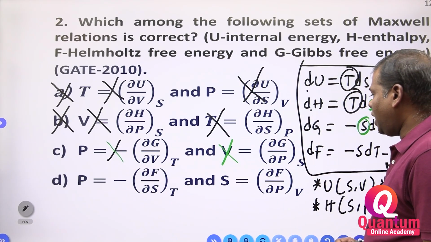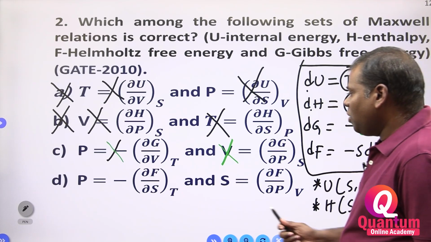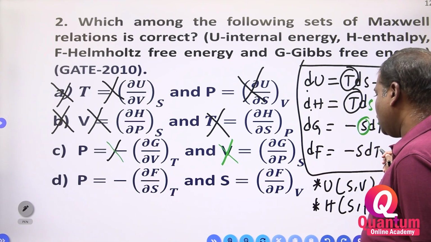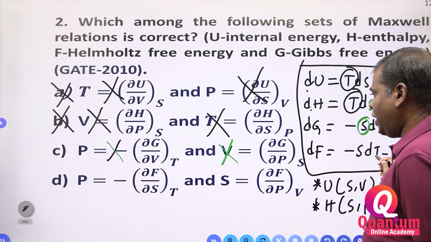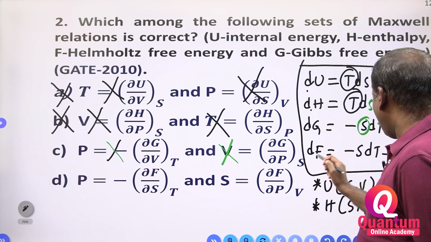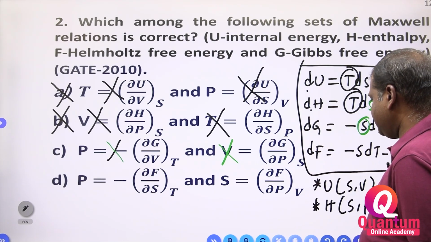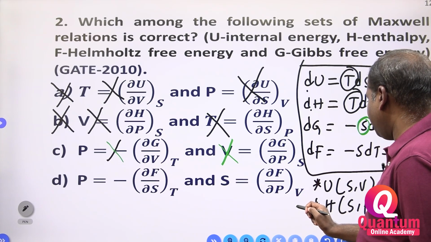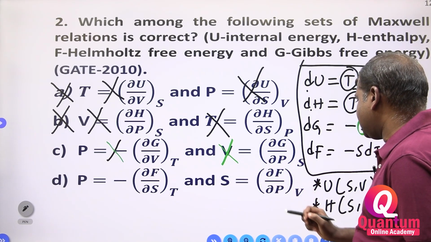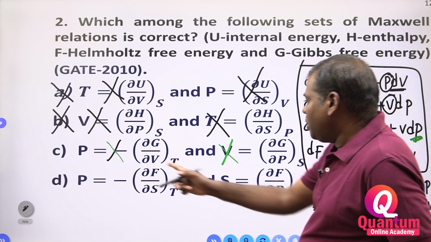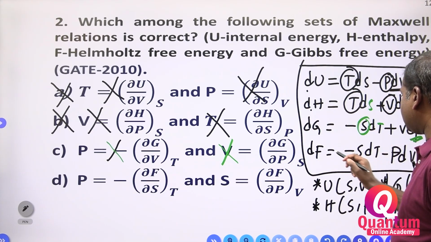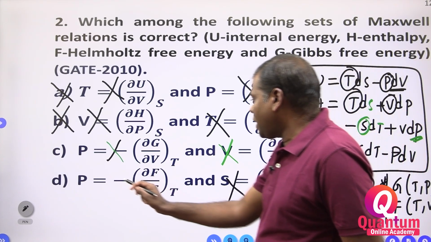Now I am coming to the Helmholtz free energy function. Dou F by dou T at constant V is equal to S. There is some mismatch here. For the other one, P is there. This is also wrong. All the options are wrong.